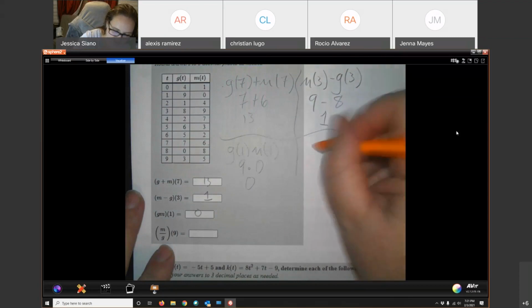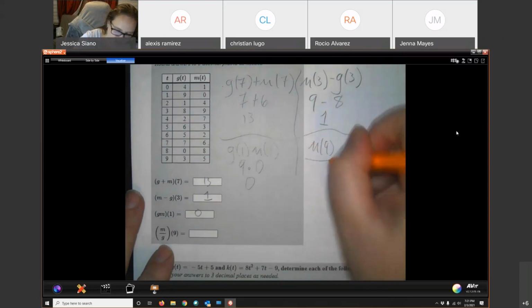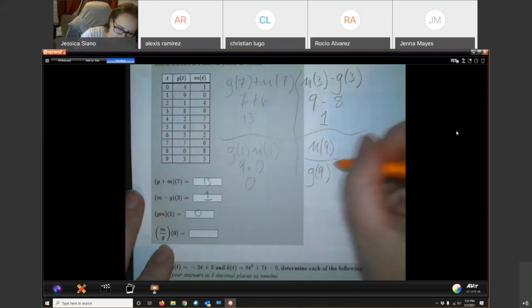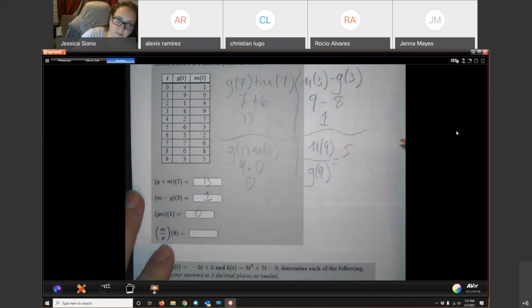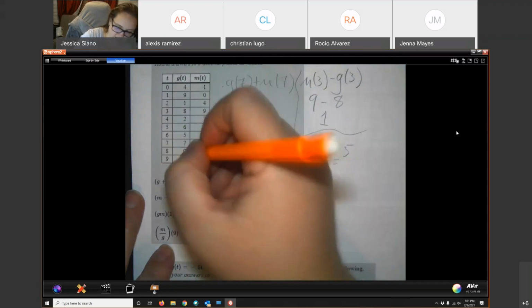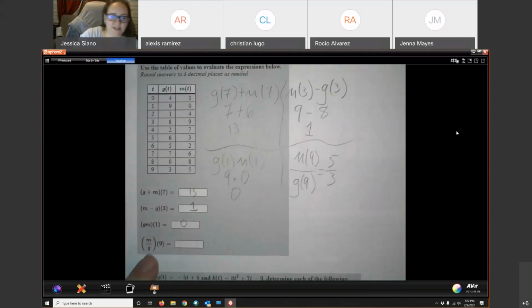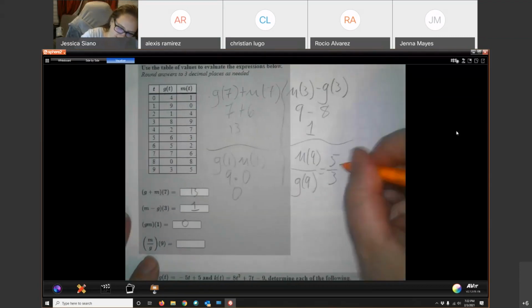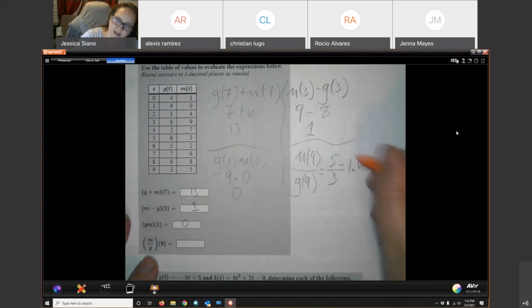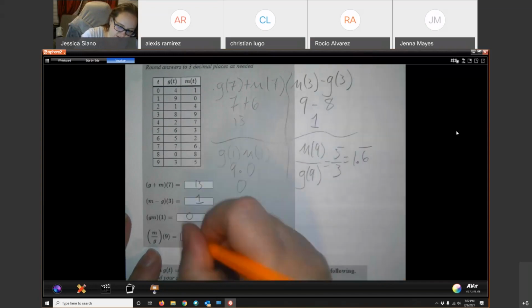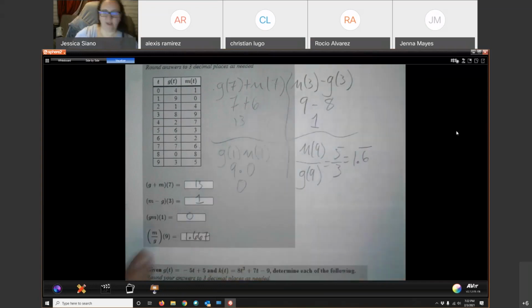And so this last one would be the same as saying m of 9 divided by g of 9. So when t is 9, m is 5. When t is 9, g is 3. They ask you for your answers to 3 decimal places. So if you do 5 divided by 3 in your calculator, you'll get 1.6 repeating. So then over here to 3 decimal places, you would say 1.667.